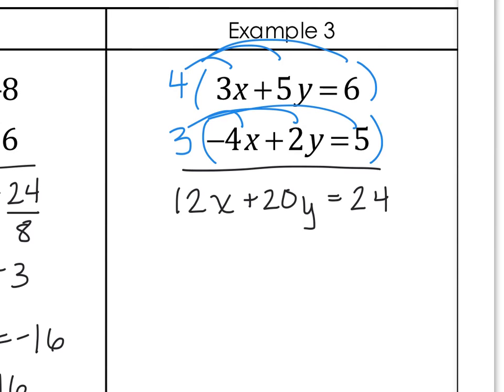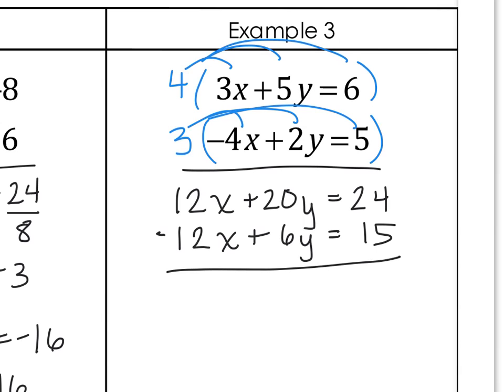And in my second equation, again, I'm multiplying by all terms. 3 times negative 4x gives me negative 12x. 3 times 2y is plus 6y, and 3 times 5 is 15. So what happens here is you see how we have our opposite coefficients here. So these are eliminated. 12x minus 12x is eliminated. So now we can move on to 20y plus 6y, which is 26y, equals 24 plus 15, which is 39.